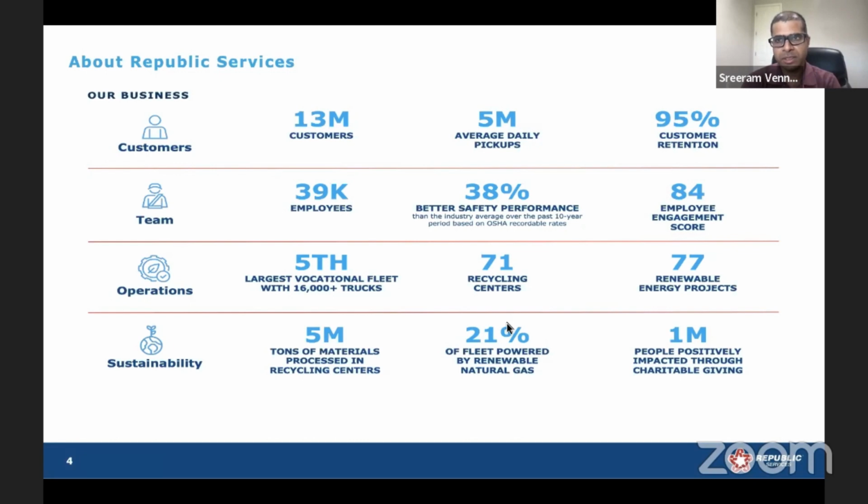We strive for customer satisfaction, and that's shown through customer retention. We have about 95% customer retention, and we strive to make it close to 100. We have about 39,000 employees throughout the country. Customer satisfaction is important, and at the same time, employee satisfaction and safety is also. Our safety is 38% better than the industry average, which is phenomenal. Our engagement score talks to how satisfied our employees are, which is at 84, which is again quite phenomenal compared to the industry. We are the 5th largest in terms of vocational fleet in the country.